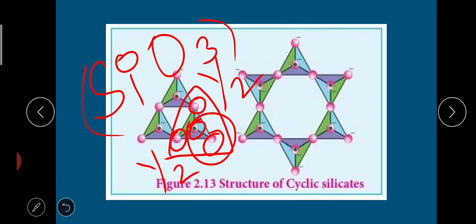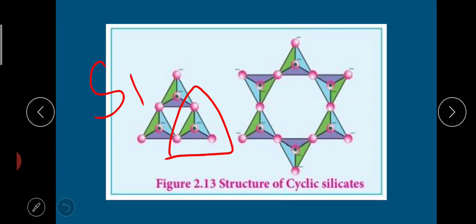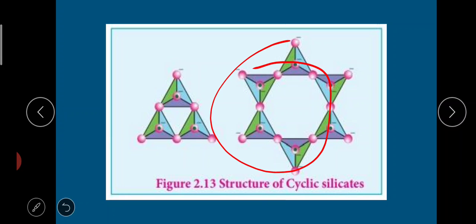Then the charge: this oxygen will be carrying 1 minus charge, and the other oxygen will be carrying another minus charge. The oxygens which are shared will not carry any charge, so 2n minus. Is it clear? So this is how we get the formula (SiO3)n^2n-. They are linked by 3 or more units. If you see the first structure, they are linked by 3 units of SiO4 4-. But when you see the second structure, several units are linked together.